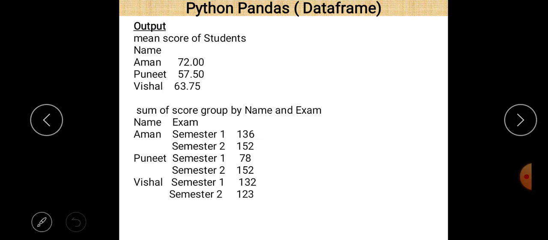Now this is the output, name and exam, because the group is based on 2 columns, name and exam. So name and exam are there, and there is a sum of marks, because we use the sum aggregate function here.